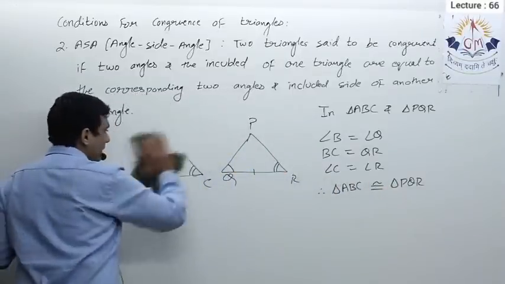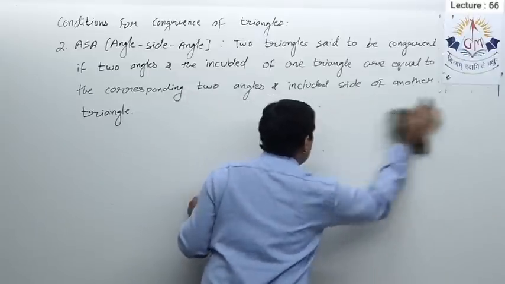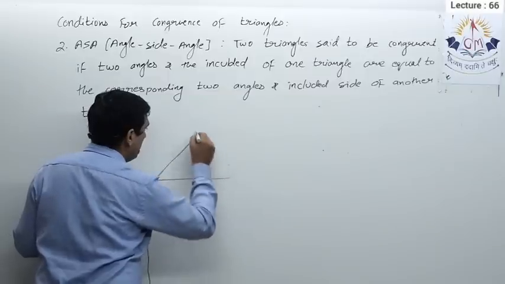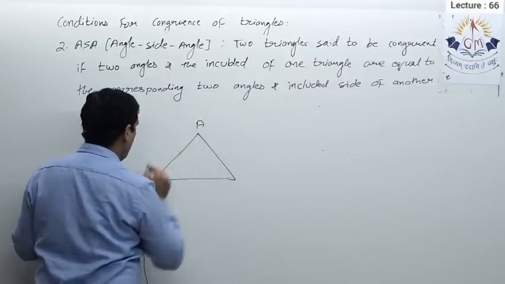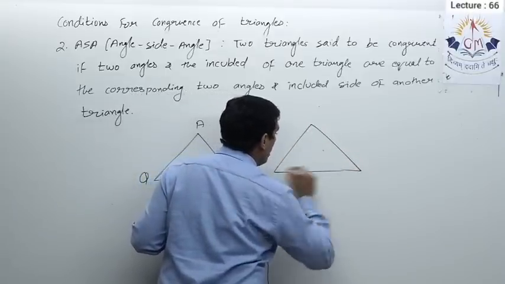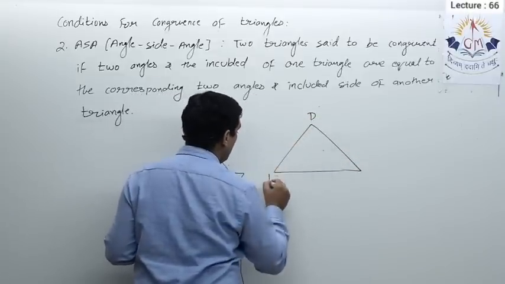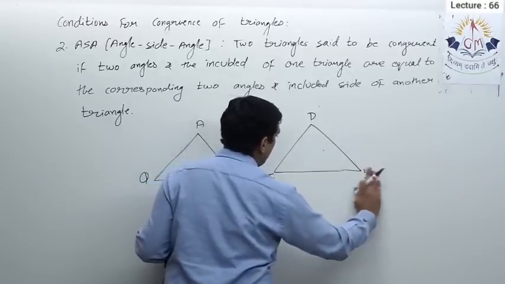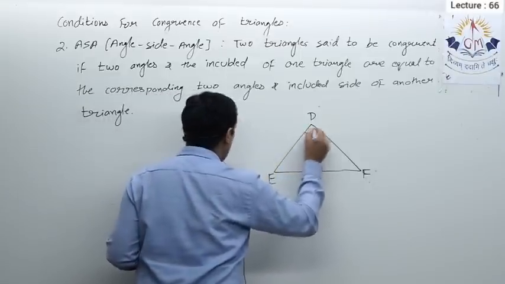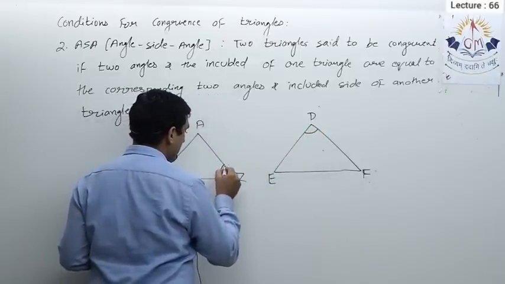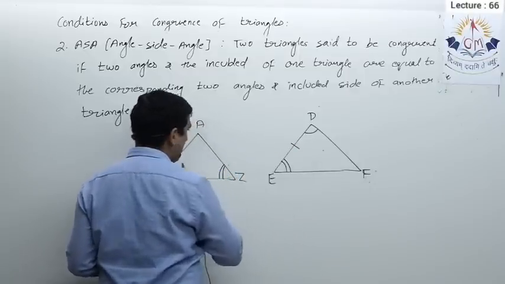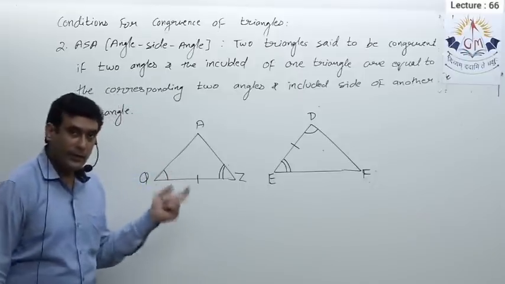Now we'll see this type of example. Suppose I write, and now I'm changing the names as well, A, Q, Z, because it always gets fixed as A, B, C and P, Q, R. So here I took A, Q, Z and D, E, F. Now if I say this angle Q is equal to this angle D, this angle Z is equal to this angle E, and this side is equal to this side. Now the first question: can we say the triangles are congruent?